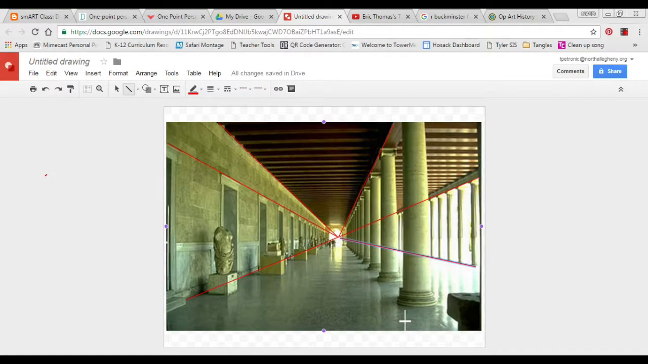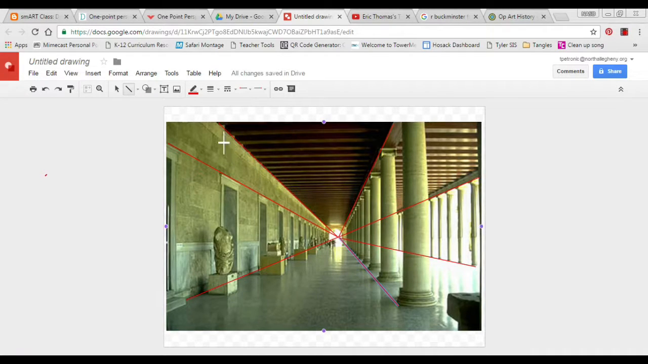The vanishing point sits on our horizon line. The horizon line is where the earth meets the sky. Now, on an interior, inside of a space like this one here, we can't actually see the horizon line, but we know that it's there.